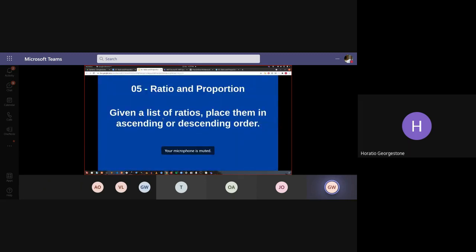Okay. Given a list of ratios, place them in ascending or descending order. So place the following list of ratios in descending order: 7 to 13, 92 to 39, 3 to 8, 12 to 23. So all we have to do is convert these into x to 1 form, as I just showed you, and then we just put them in order based on the size of the first number. I've already put them on the slide, so I'm not going to go through the process again.